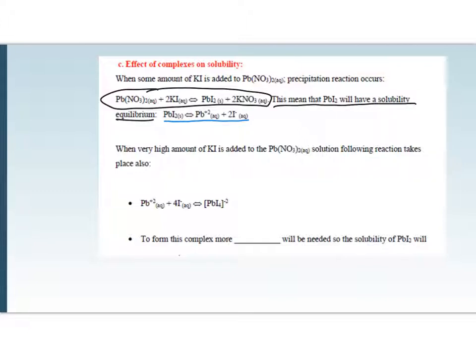Now this is important. If a very high amount of potassium iodide is added to lead nitrate solution, the following reaction takes place also. You have lead-2 plus here, it combines with 4 iodide minus 1 and it forms the lead-4 iodide complex. So this is important. To form this complex, more potassium iodide will be needed, so the solubility of lead-2 iodide will increase.